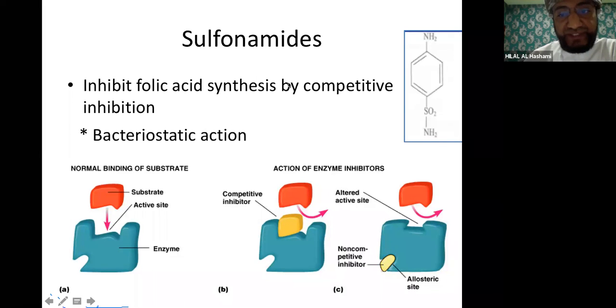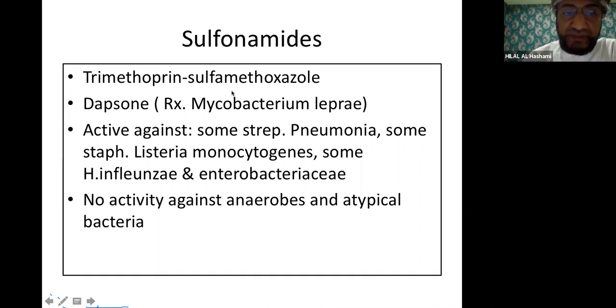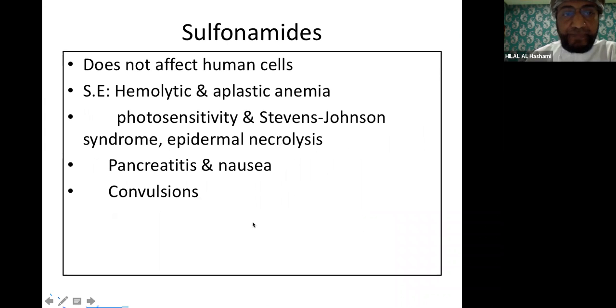Sulfonamides inhibit folic acid synthesis as competitive inhibitors. They have bacteriostatic action. Common uses are trimethoprim-sulfamethoxazole and dapsone, which is used for the treatment of Mycobacterium leprae, for leprosy. They are active against some Strep pneumoniae, some Staph, Listeria monocytogenes, and some H. influenzae and Enterobacteriaceae. But they have no activity against anaerobes and atypical bacteria.